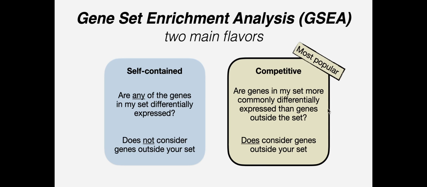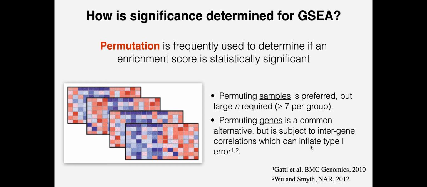it's subject to something called intergene correlations, which I won't get into here, but I've linked to these 2 papers, at least on the slides, so you could read more about that. And that can have, in some data sets, a pretty substantial effect of inflating your type 1 error. That is, the chances of making a false positive, of having a gene signature enriched when it's actually not enriched in your data.